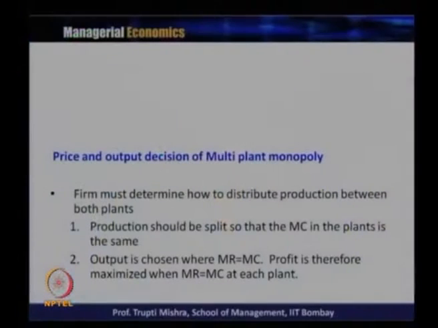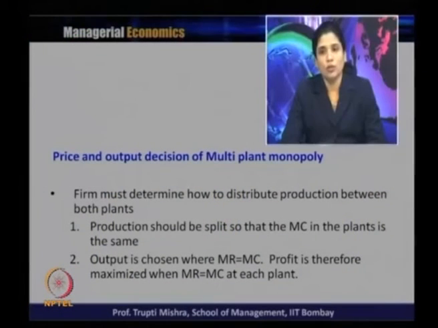In this case, the firm must determine how to distribute the production between both plants, which plant should produce how much, and this always depends on the cost of production. Production should be split so that marginal cost in each plant is the same, and output is chosen where MR is equal to MC, and profit is therefore maximized when MR is equal to MC at each plant.